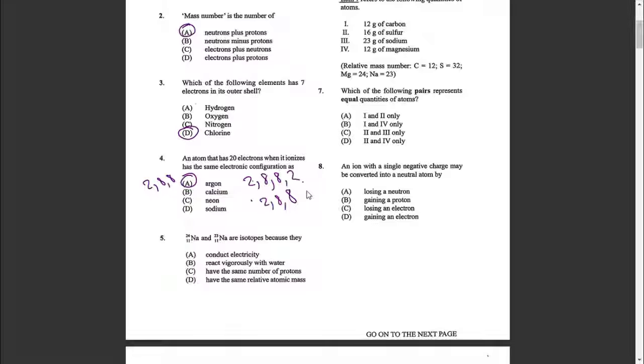Question 5. Sodium 24 and sodium 23 are isotopes because they conduct electricity, react vigorously with water, have the same number of protons, have the same relative atomic mass. So they do not have the same relative atomic mass. As you can see, one is 24 and one is 23, but they do have the same number of protons, which is seen right here, 11 and 11. So the answer for that is C.